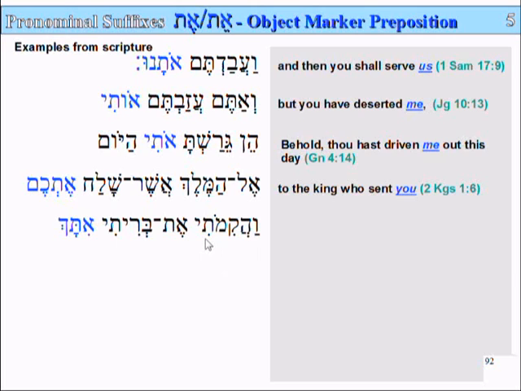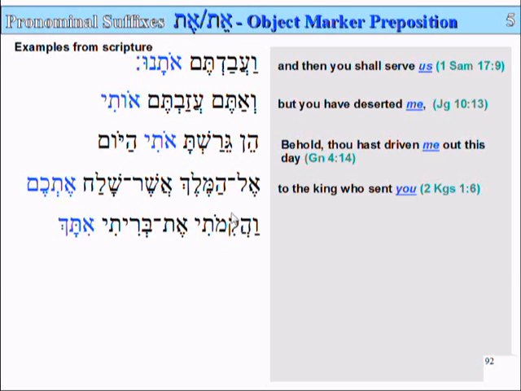Vahakimoti et Beriti Itach. Vahakimoti, and I established, kimoti. We'll look at some of these things again in lesson 6 and 7. Vahakimoti et beriti etach, and I established my covenant, beriti, my covenant.